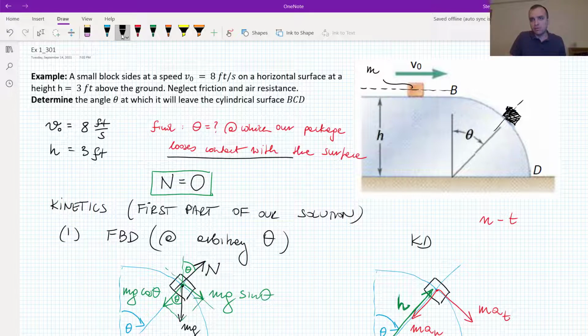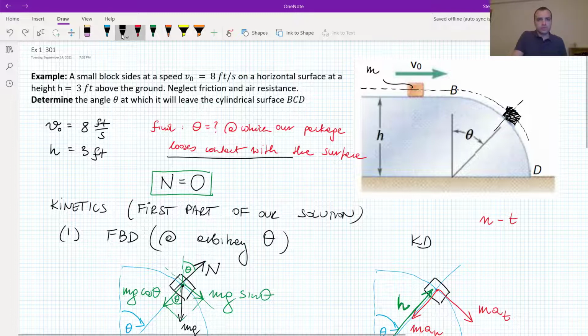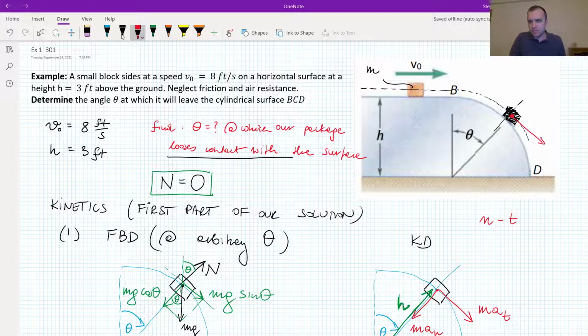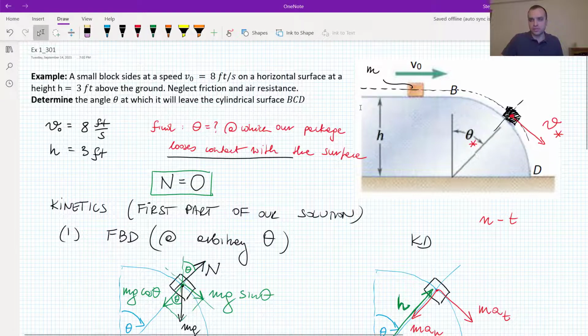However, once our body is sliding on that cylindrical surface, its velocity will also start changing. Velocity of our body will no longer be v0. I think it will start increasing. So you can see that at some theta, let's say theta star, our velocity will not be v0, but let's call it v star. So v star will be the velocity at which our particle loses contact with that cylindrical surface.